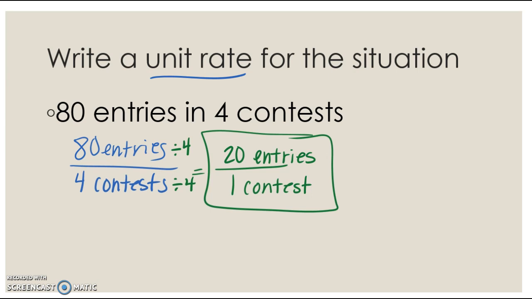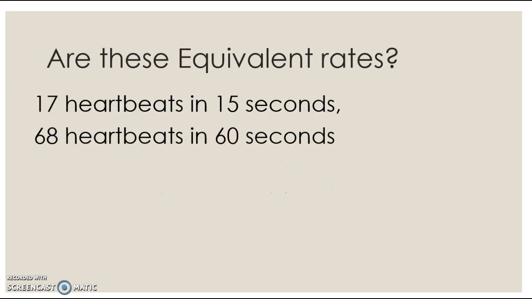So now we're going to jump into equivalent rates. We haven't done one of those yet. So we have a couple rates that we are given. 17 heartbeats in 15 seconds, 68 heartbeats in 60 seconds. So what we need to do first is take these 2 rates and write them in fraction form. So I've got 17, and I'm going to do HB for heartbeats in 15 seconds. And we want to know, is that equivalent or is that equal to 68 heartbeats in 60 seconds?